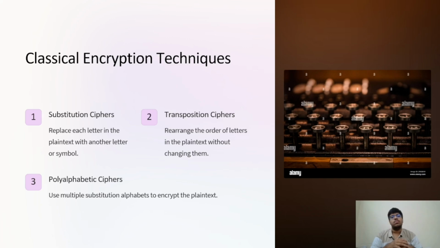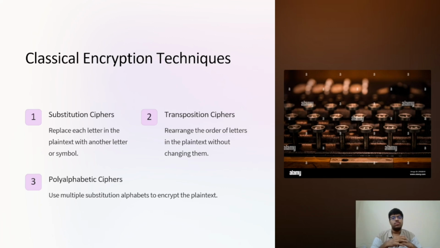Now we'll see some olden days classical encryption techniques. Well, not olden days, but of course they are still being used now. The first one is the substitution cipher. Here we replace each letter in the plain text with another letter or symbol. The plain text in this reference describes the message or word which you are trying to encrypt.